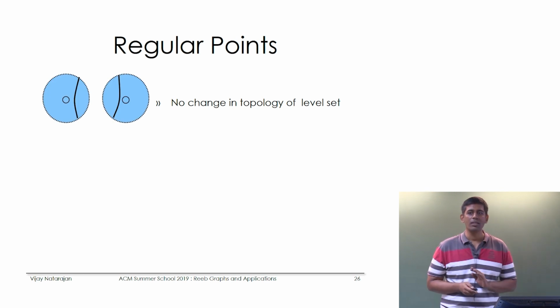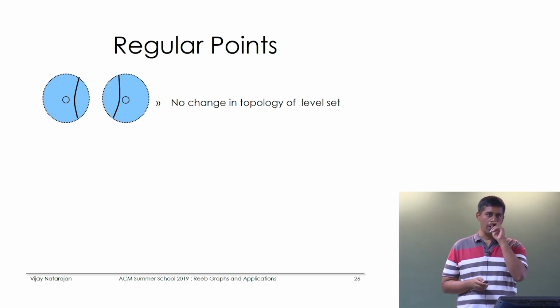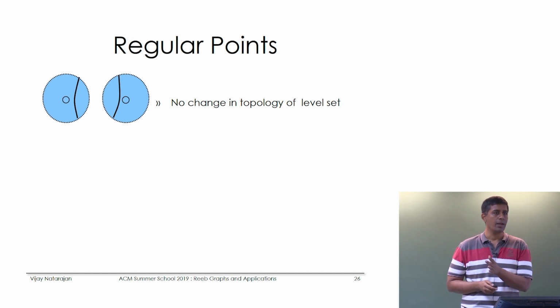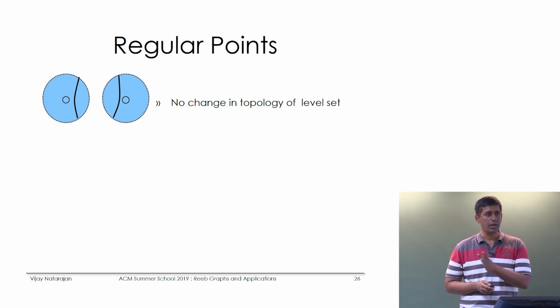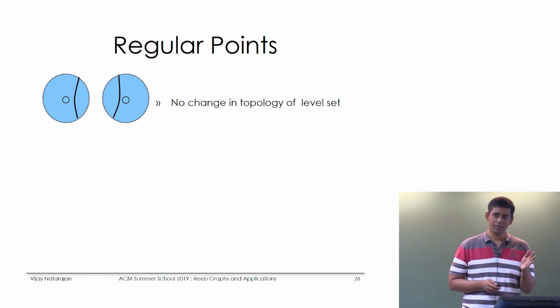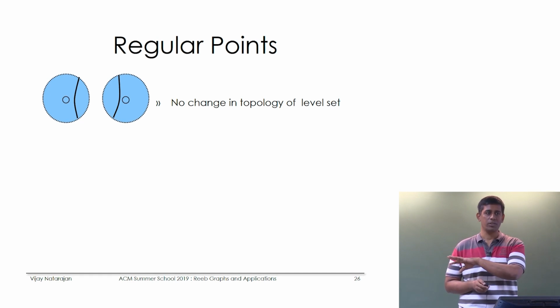If you look at the local picture for a regular point, by the way, all the examples that I give will be initially for 1D, then 2D. So 1D contours and then 2D surfaces. Remember, 1D iso contours appear in 2D functions, and iso surfaces appear for 3D functions.